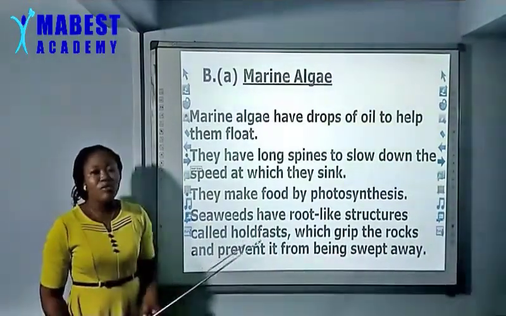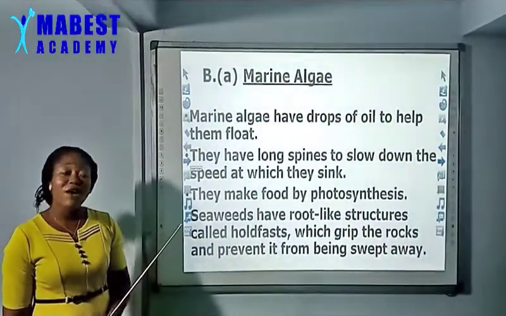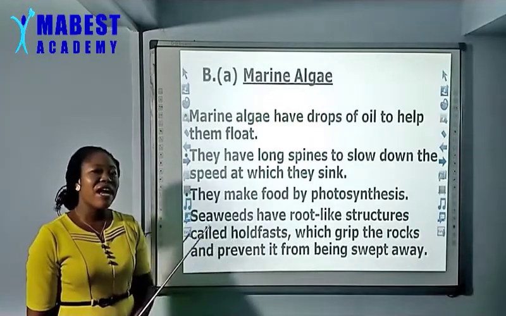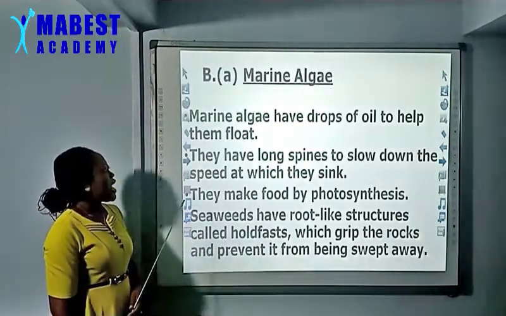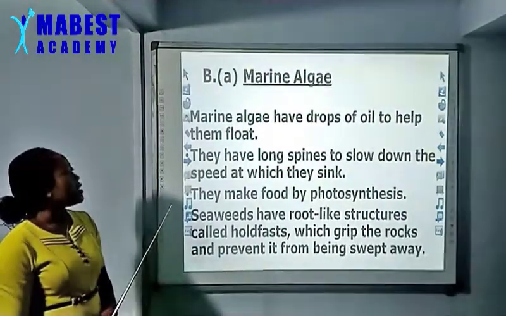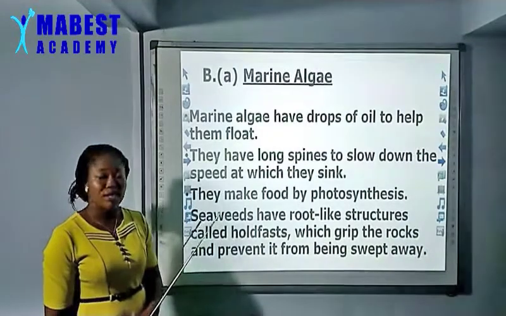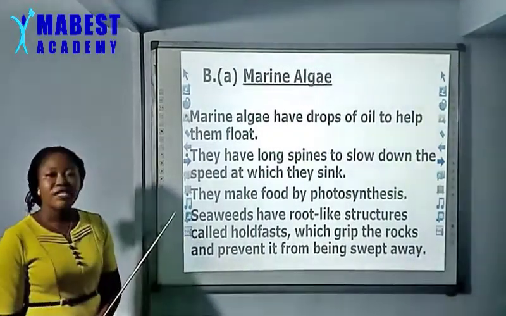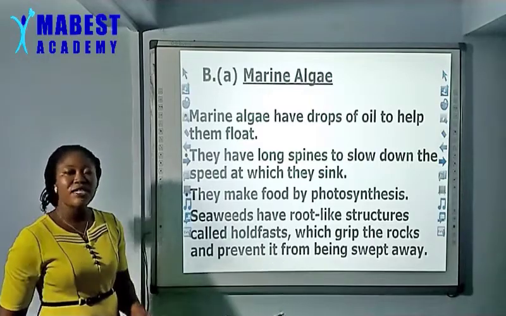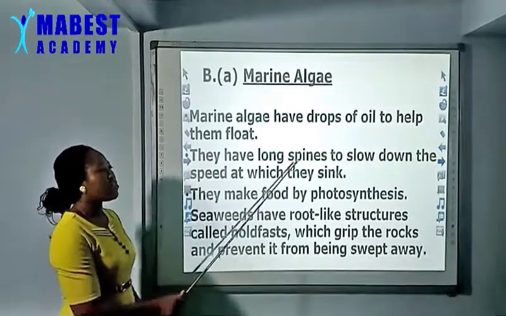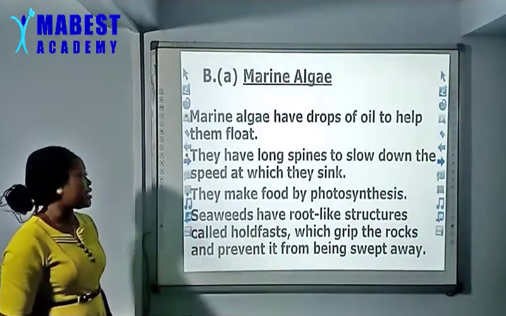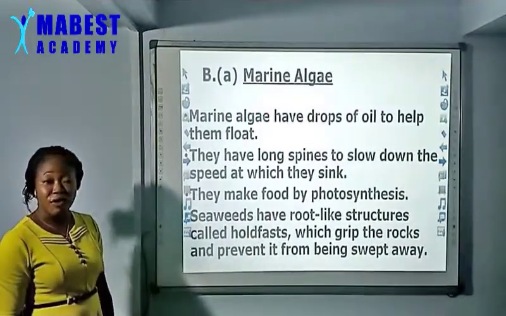Then the next ones we'll be looking at are organisms that are found in salt water. Another name for salt water is marine habitats. We have marine algae. They have drops of oil that help them to float on the surface of water, so they are always found on the surface of water. They also have long spines to slow down the speed at which they sink. They make food by photosynthesis.